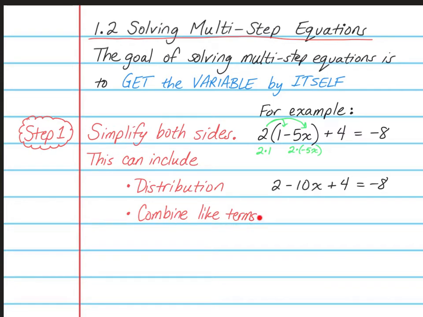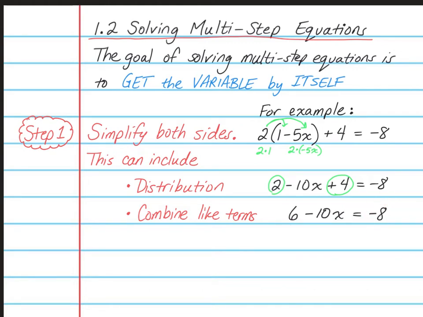Now I need to combine some like terms. So here's what I mean for that. I have a 2 and a positive 4 that I need to combine together. So 2 plus 4 is 6. So I want to write 6 minus 10x is equal to negative 8. Now they are simplified on both sides. This is much, much simpler than this was here. So I have simplified this side, and this side does not need to be simplified.